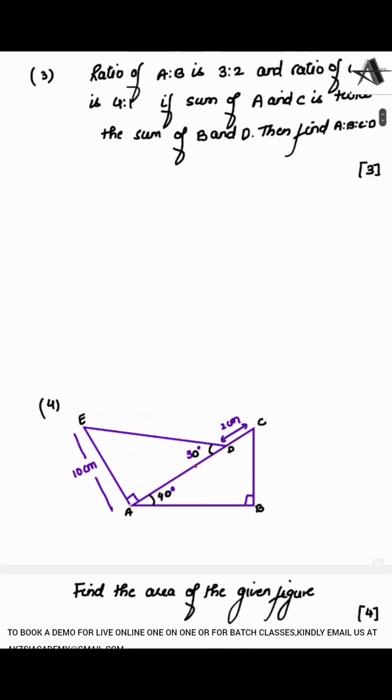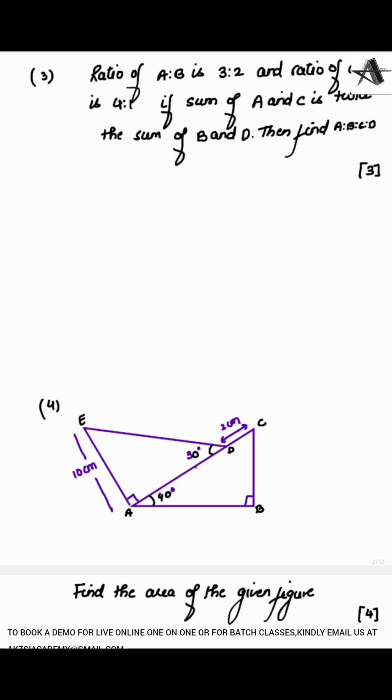Moving on to the third question. The ratio of A is to B is 3:2. The ratio of C is to D is 4:1. If the sum of A and C is twice the sum of B and D, then find the ratio of A, B, C and D.